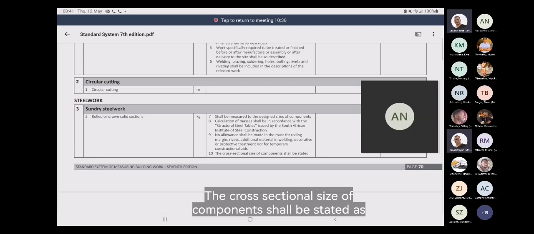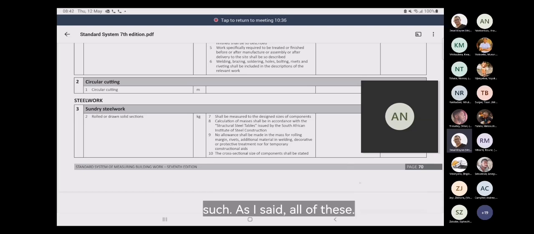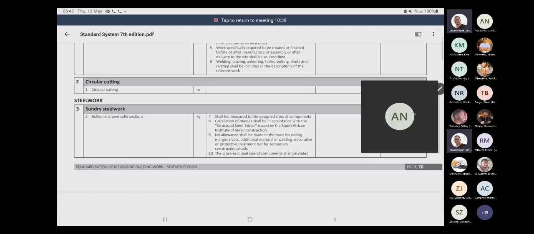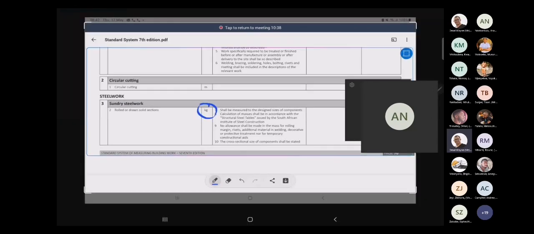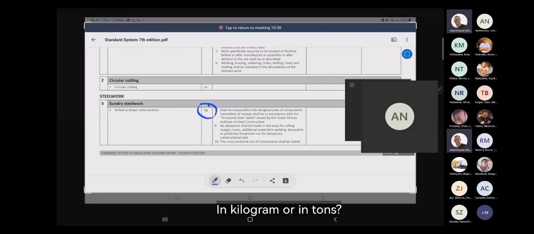The cross-sectional size of components shall be stated as such. And as I said, all of these are measured in kilogram or in tons.